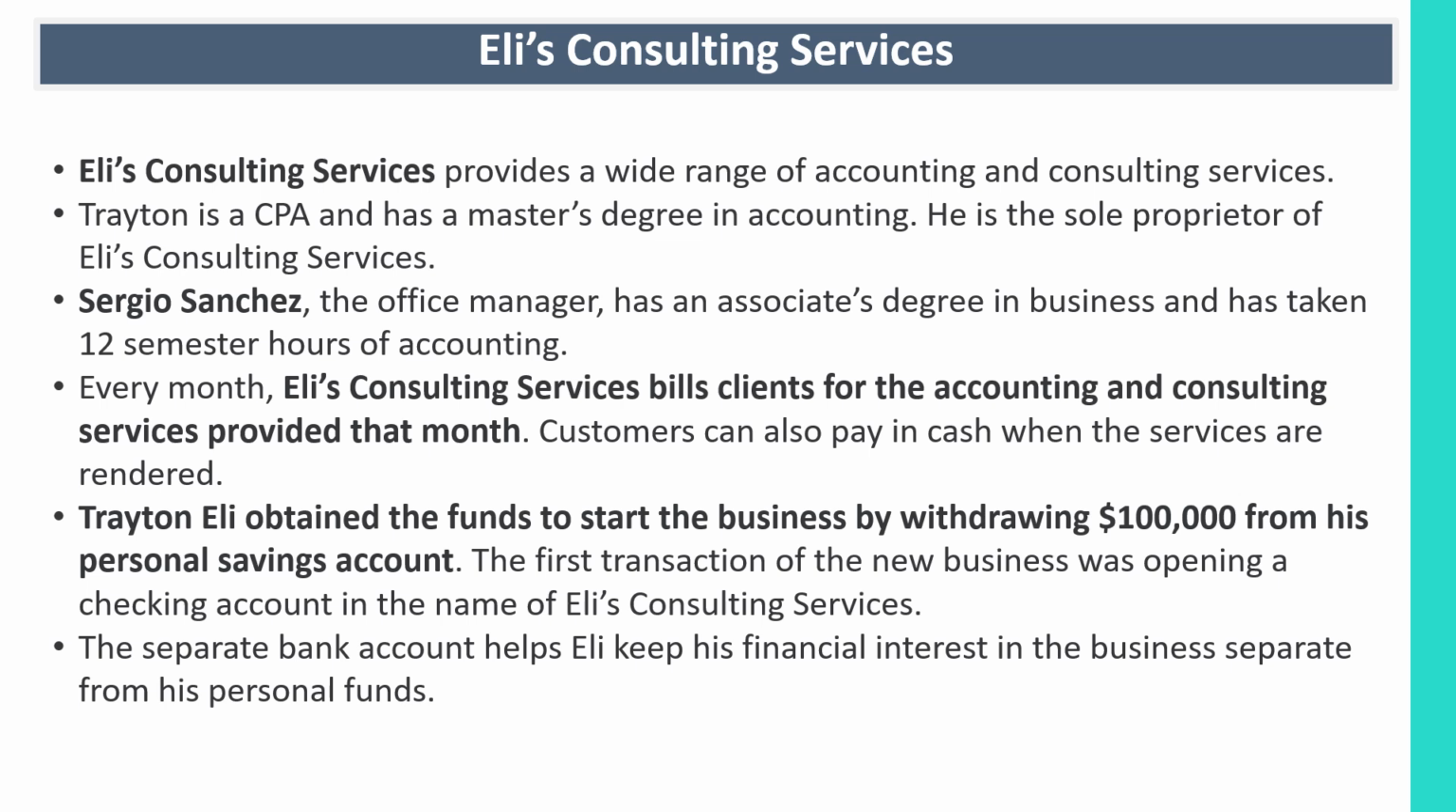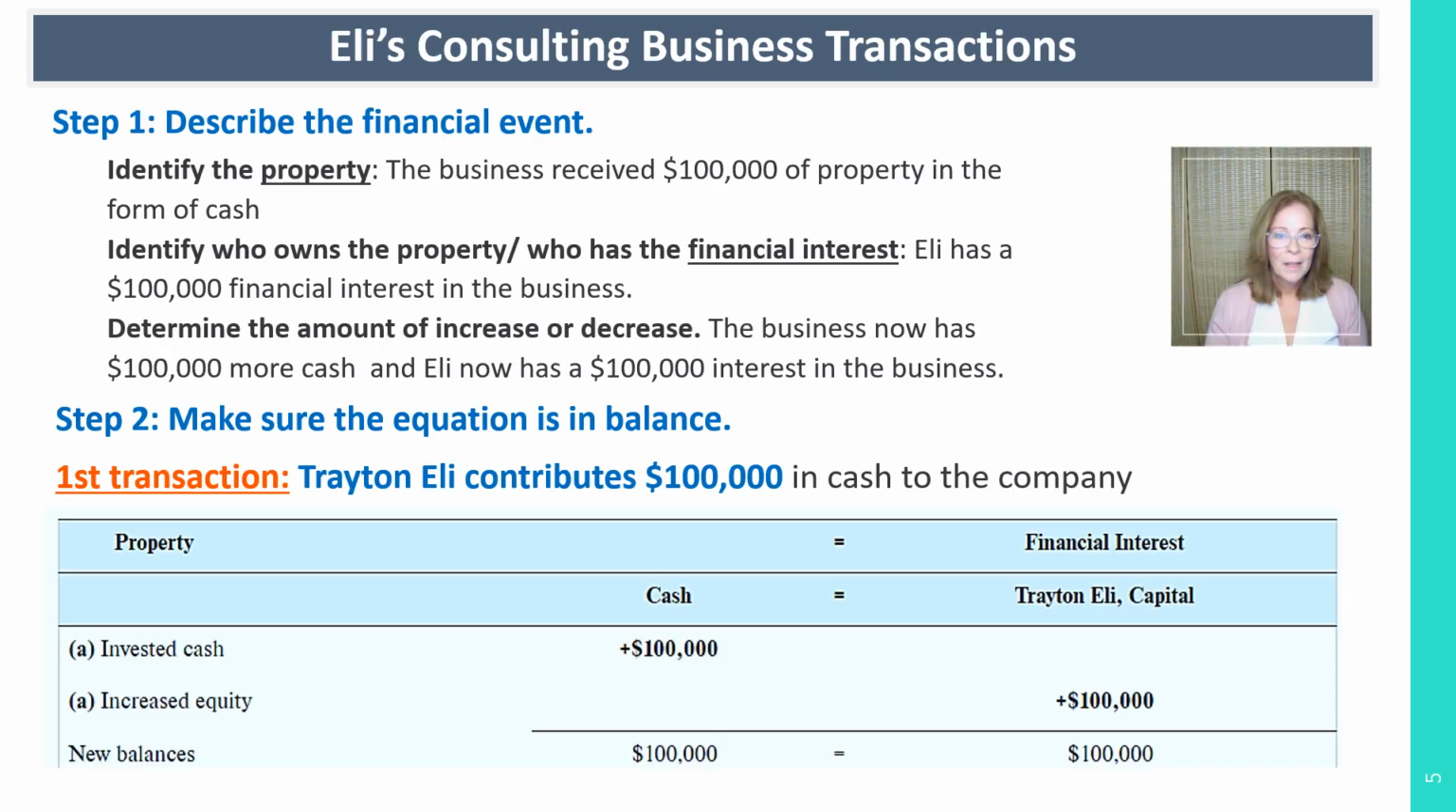Why do you think Trayton opened a new checking account? Well, the separate bank account helps Eli keep his financial interest in the business separate from his personal funds. The $100,000 transaction is the very first business transaction, and we need to figure out what to do with it and identify how it affects the equation. Property equals financial interest. Are you ready to record the first business transaction for Eli's Consulting?